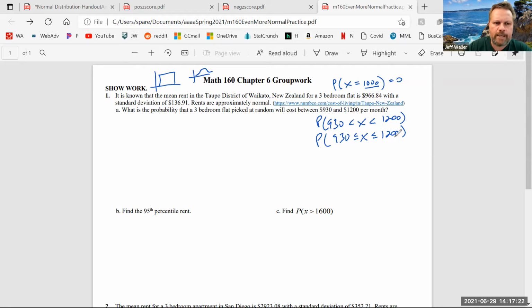Would it add any area? Kind of. If the area of x equaling something is 0, would this add any area compared to this? No, because there's no crossover. It just wouldn't add any area, so they would end up being the exact same area.